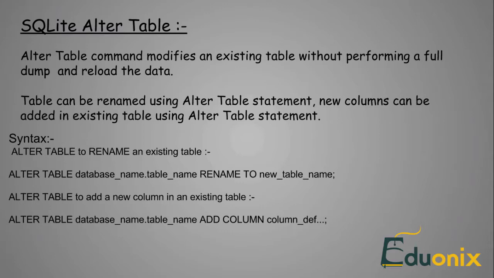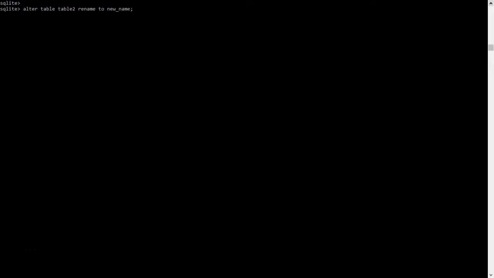Let us look at the practical approach in the command prompt. For example, if we wish to rename the table, we can write alter table and the name of the table, which is the original name, for example table 2, and then rename to and the name you want to assign. For our example, I have changed it to new underscore name. Now we have one table, music, which I want to rename to music type all. So alter table music rename to music type all, and then hit enter.